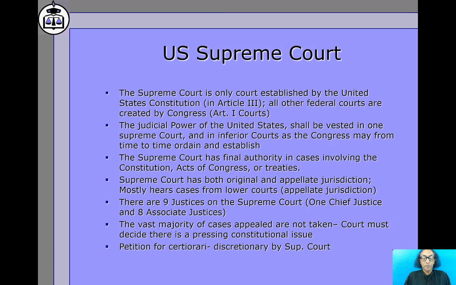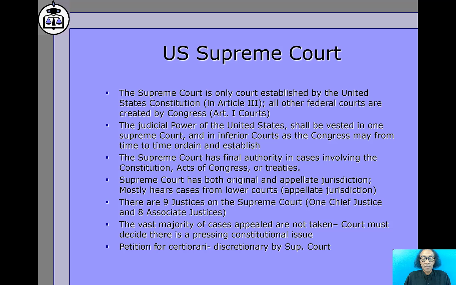Now, the Supreme Court has final authority in cases involving the Constitution, acts of Congress, or treaties. In other words, when it comes to interpreting the Constitution, which is the subject matter of judicial review, and acts of Congress, laws passed by Congress, or treaties, if there are any disputes with respect to these 3 areas of law, then what the Supreme Court says is the final word. Of course, that does not mean that an act of Congress cannot be changed by Congress and then made to accommodate a decision of the court. But the test, of course, is that the Supreme Court has the ultimate authority in interpreting and applying the Constitution. So any act of Congress or treaty that is inconsistent with the Constitution will be struck down as unconstitutional.